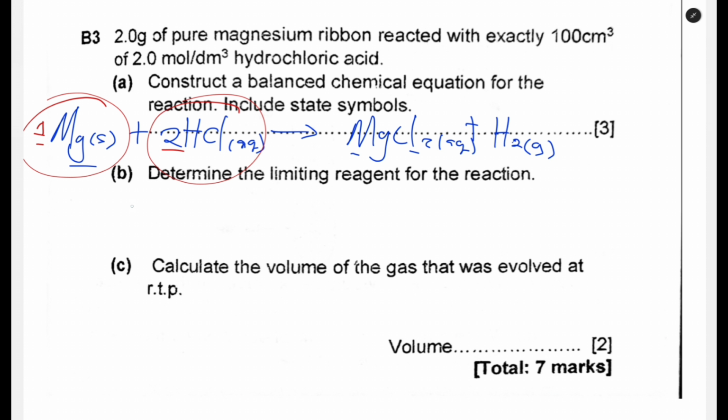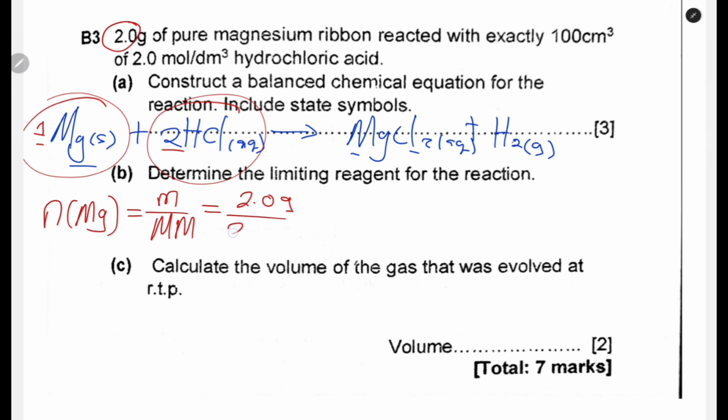Now, which one are we going to use to find number of moles? Look at the information that we are given on magnesium first. We are given the mass. So to find number of moles, we are going to use number of moles of magnesium equal to the given mass over molar mass. What is the given mass? 2.0 gram. What is the molar mass of magnesium? It is 24 gram per mole. So gram and gram will cancel. Then 2.0 divided by 24 gives us 0.083.